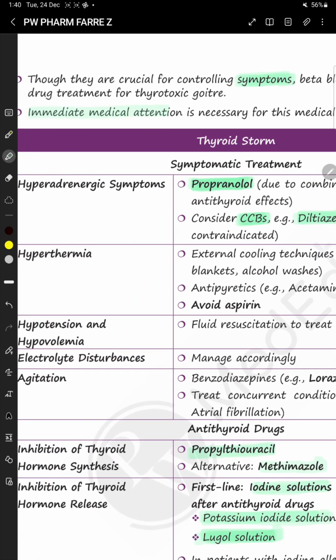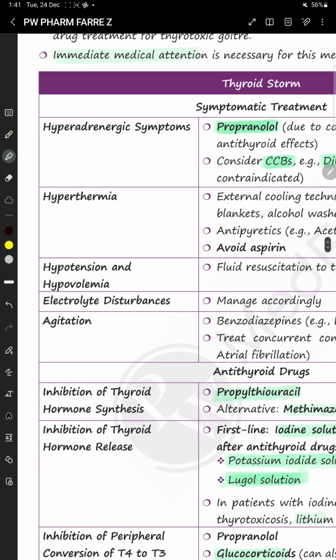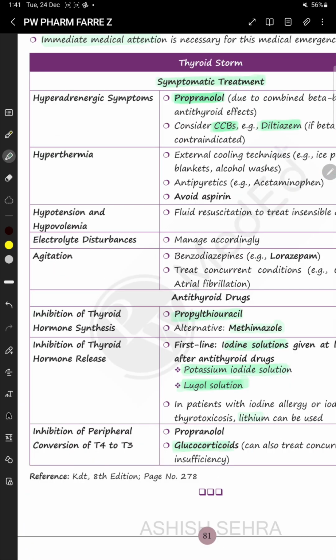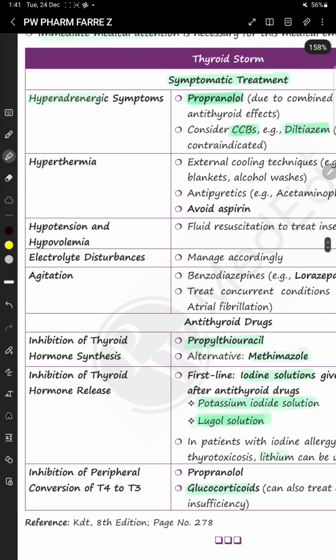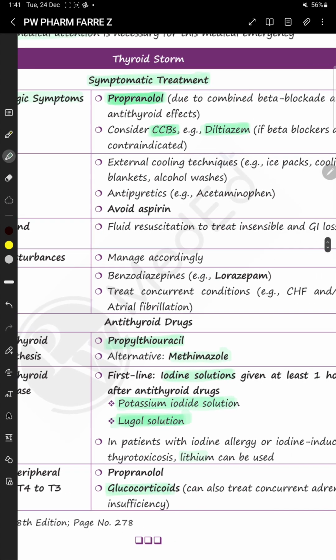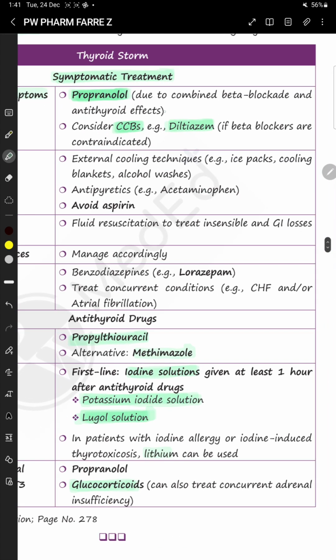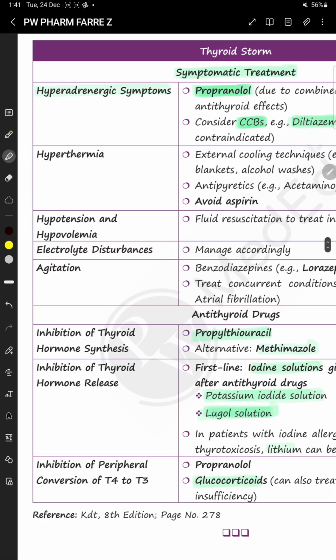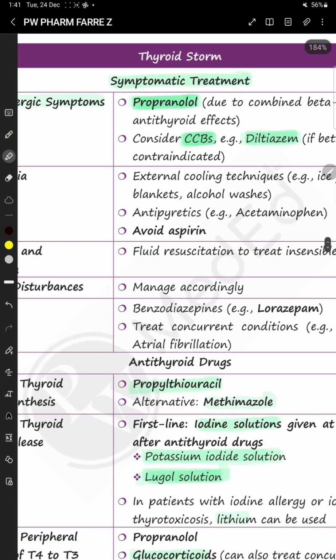We require immediate medical attention. So, symptomatic treatment of thyroid storm. To treat hyperadrenergic symptoms, we have propranolol, which has combined beta blockade and antithyroid effect. If a beta blocker is contraindicated in that patient, we can consider calcium channel blockers like diltiazem.